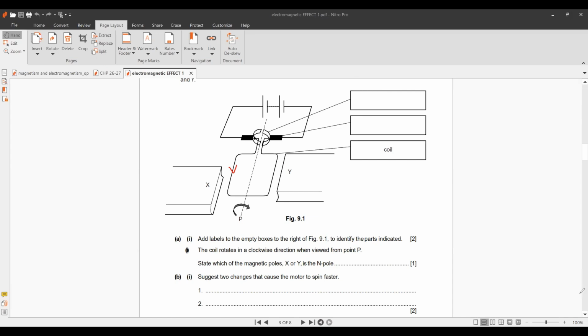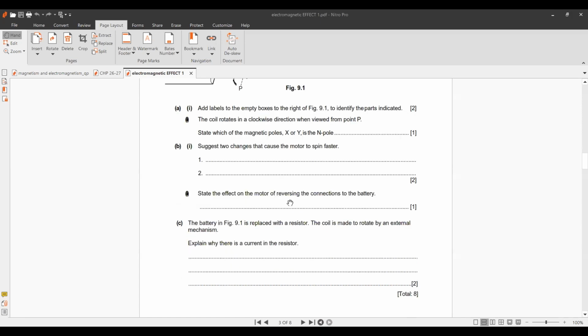Two changes that cause the motor to spin faster: what will be the points? Increasing current and using a stronger magnet. Good. In the next part, state the effect on the motor of reversing the connection to the battery. The current in the coil will be reversed, so the direction of rotation will be opposite. Good.